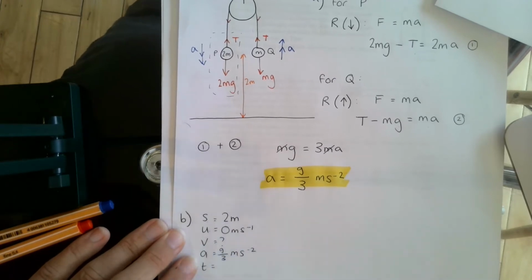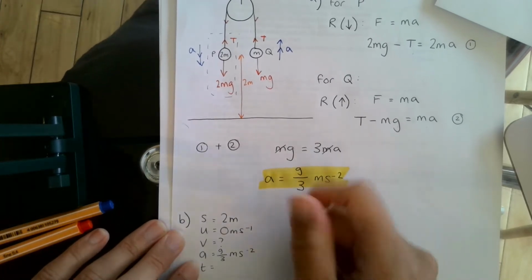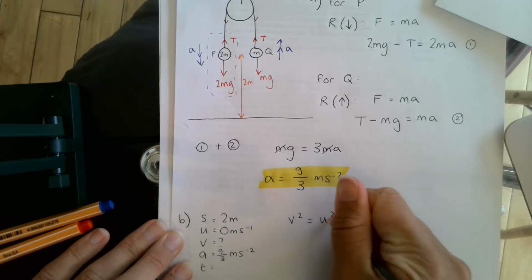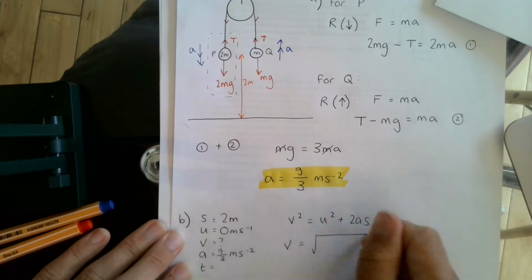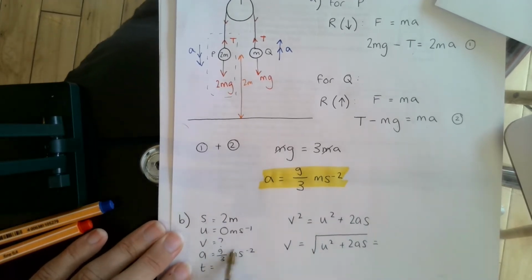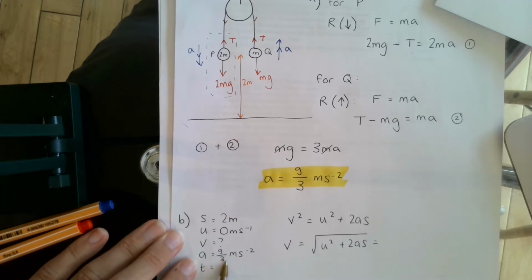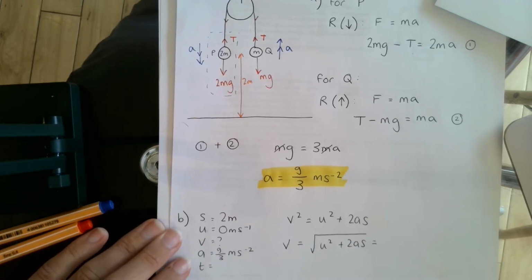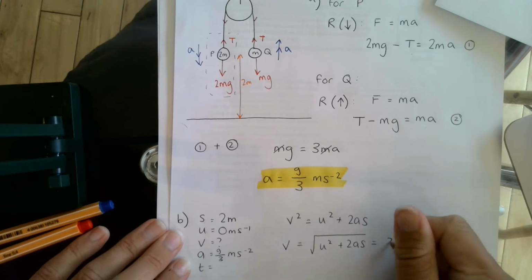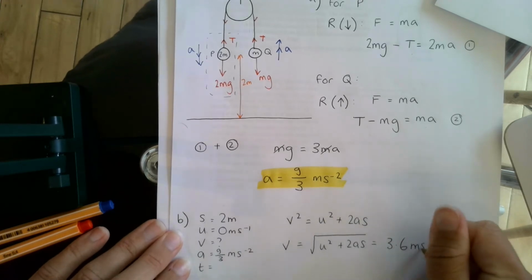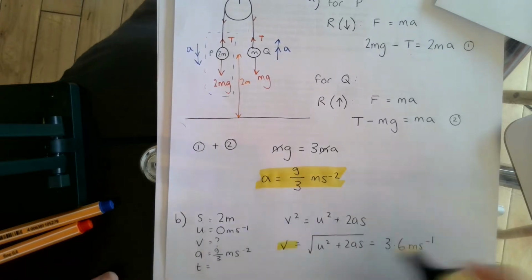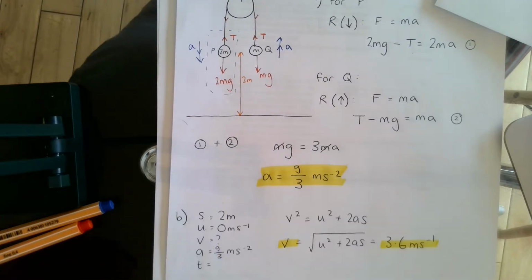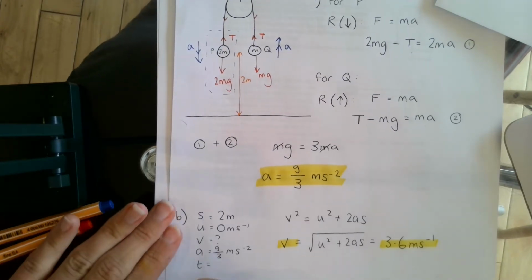And I don't need to know the time. So I'm going to use v squared equals u squared plus 2as, and therefore v is equal to the square root of u squared plus 2as. Substitute those numbers in. Obviously, instead of g over 3, we'll now put 9.8 divided by 3 in. And I get that the velocity is 3.6 meters per second. So the velocity at which P hits the ground is 3.6 meters per second.